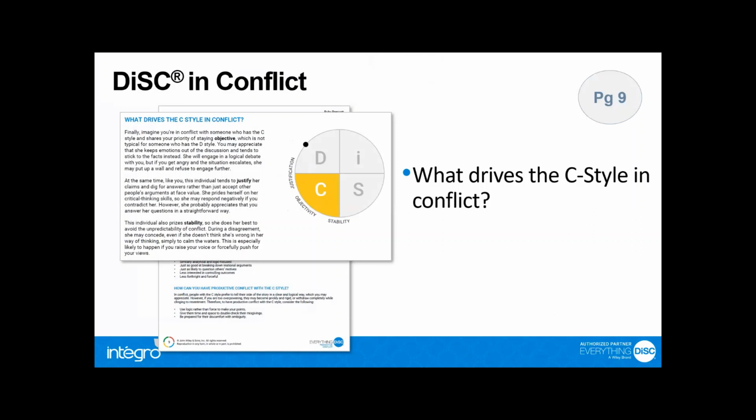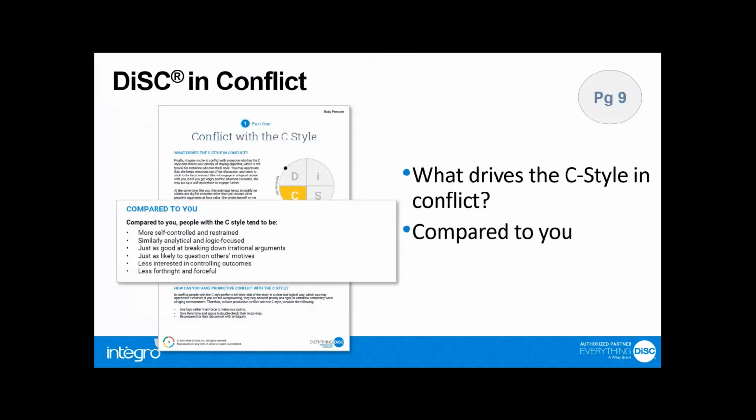So let's look at the page for Dave. First of all, we've got a paragraph about what drives Dave in conflict based on his 3 priorities. In his case, objectivity, stability, and justification. And then compared to Ruby, Dave is more self-controlled, similarly analytical and logic-focused, just as good as breaking down irrational arguments, because they both have a priority on justification, right? Less interested in controlling outcomes and less forthright and forceful, right?